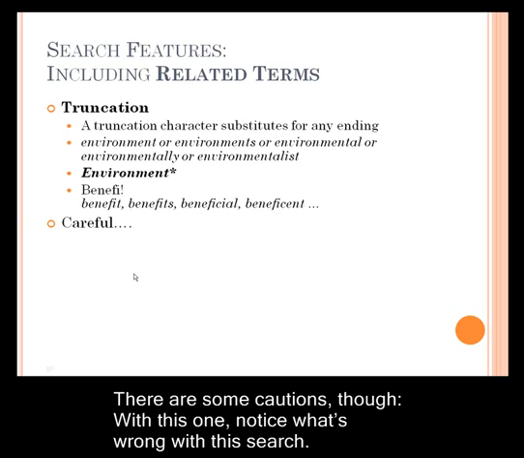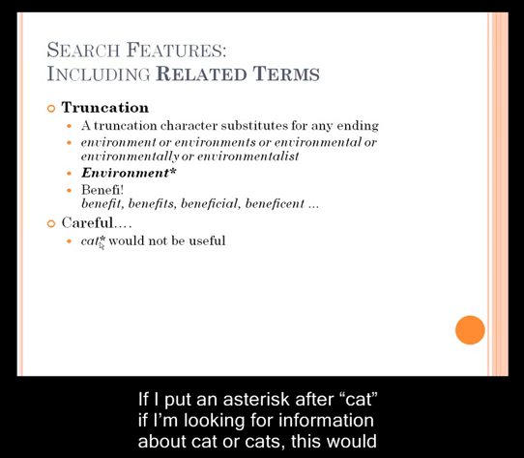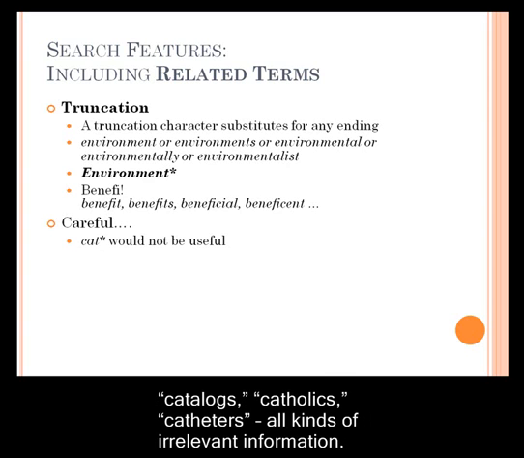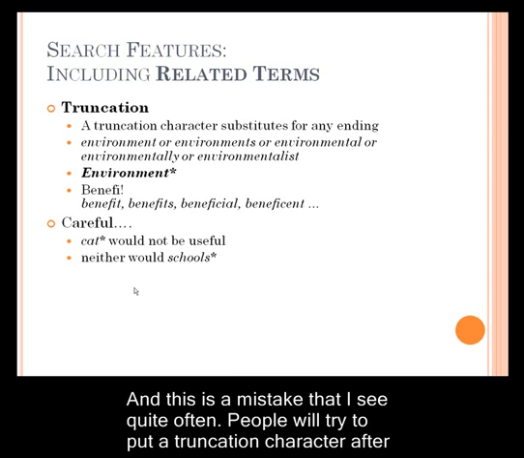There are some cautions though. With this one, notice what's wrong with this search. If I put an asterisk after cat, if I'm looking for information about cat or cats, this would not be useful because it will give me any ending to cat. So I'm going to get catastrophes, catalogs, Catholics, catheters, all kinds of irrelevant information. And this is a mistake that I see quite often.